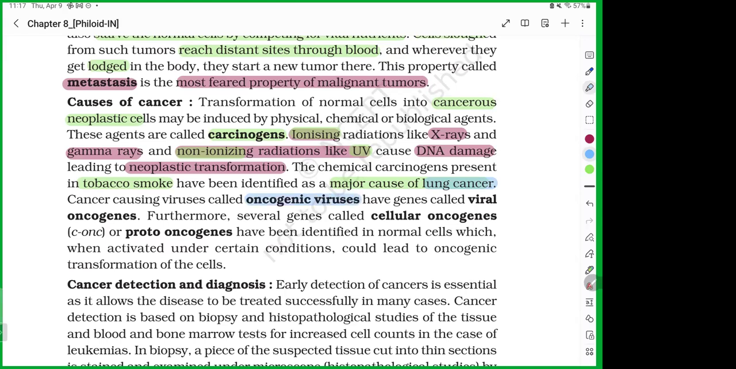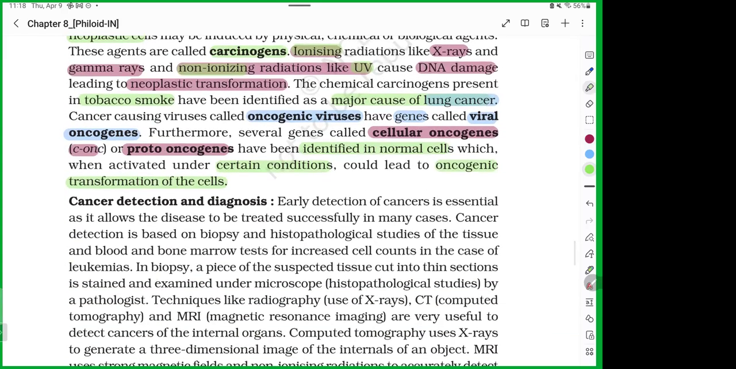Cancer forming virus is oncovirus. This oncovirus has a special gene known as the viral oncogene. The gene present in the virus that causes cancer is the viral oncogene. Multiple genes that we call cellular oncogene or C-oncogene or proto-oncogene are usually present in the normal cell. They are not causing any damage. But when we provide them certain conditions, normal cell proto-oncogene converts into the proper oncogene and they cause cancer. Correct? How to detect the cancer?